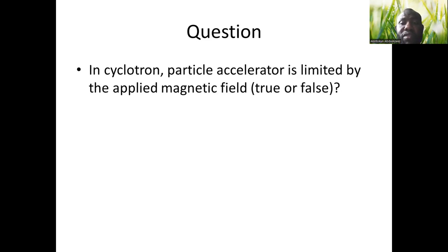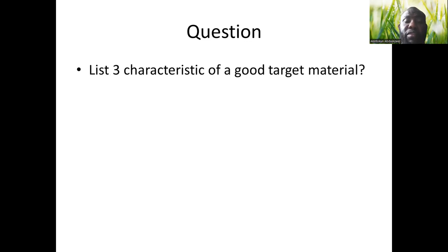Cyclotron particle acceleration is limited by the applied magnetic field. True or false? True. If you have higher magnetic field strength, then we have higher acceleration. But if the magnetic field is limited, the acceleration is limited. List three characteristics of a good target material. We have it in the slide, you can go through it.